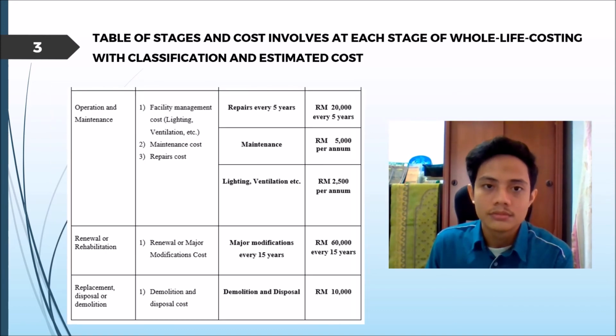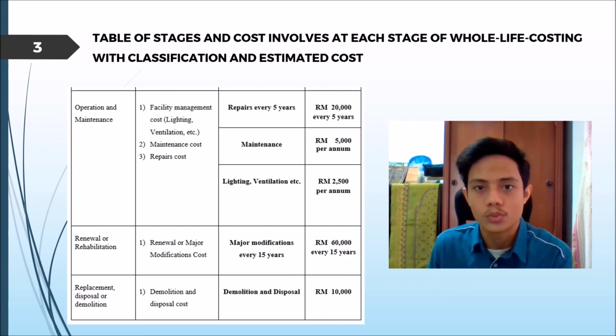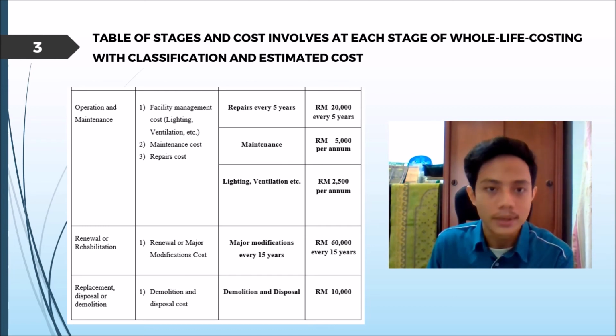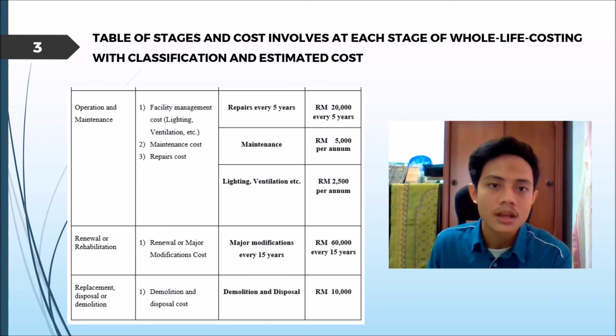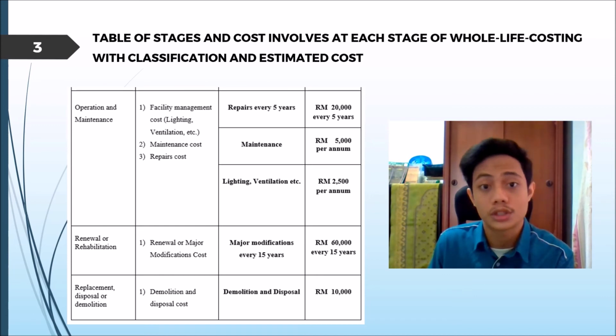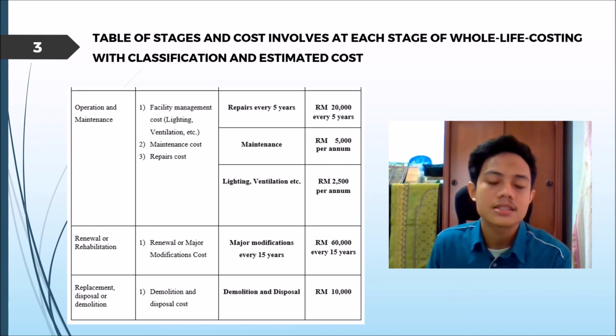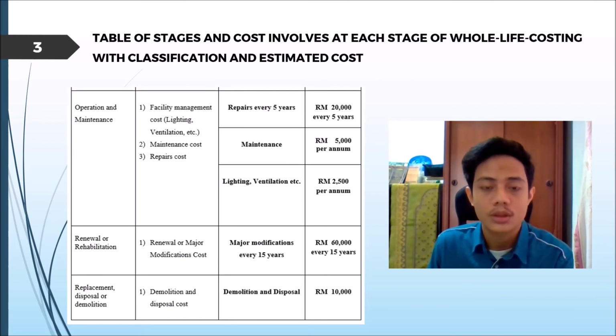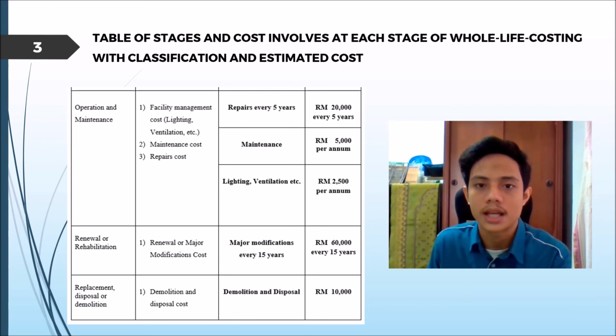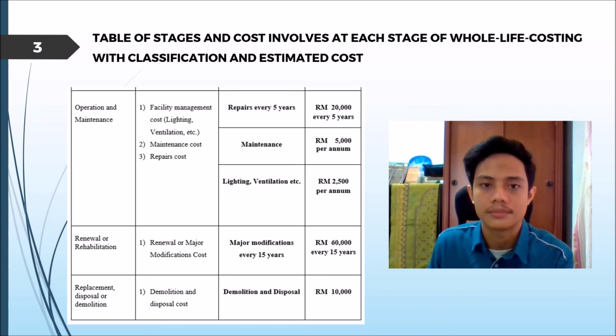3,471,000. For the operation and maintenance stage, the cost involved is classified into three, which is the repair cost, maintenance cost, and lighting, ventilation, etc. costs. The repairs are to be conducted every 5 years at the cost of RM 20,000, while the maintenance is to be conducted every year at the cost of RM 5,000. And the lighting, ventilation, etc. costs will be calculated per year at RM 2,500.